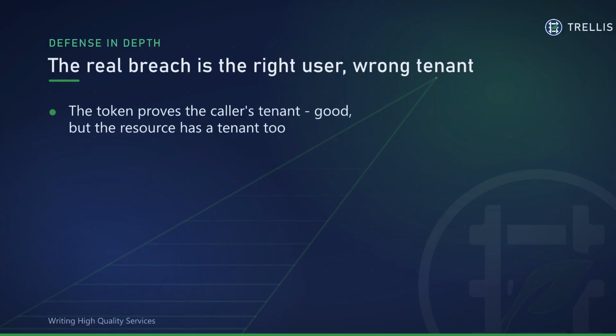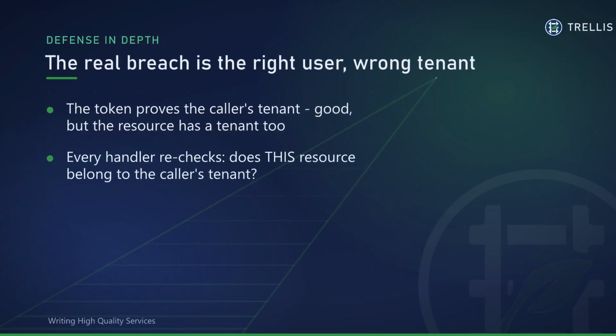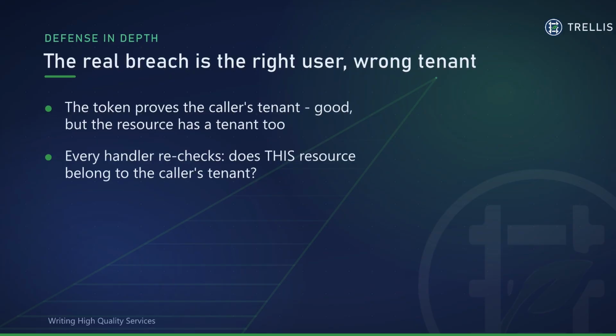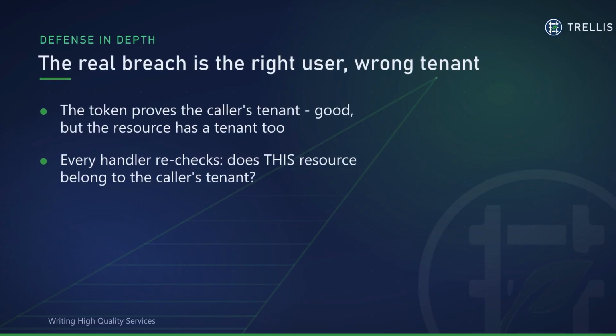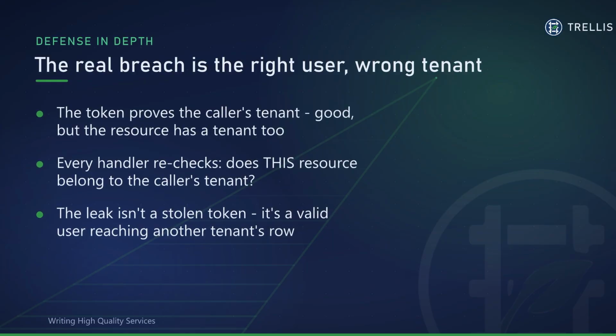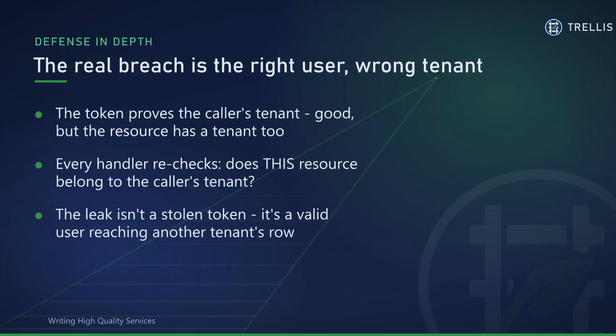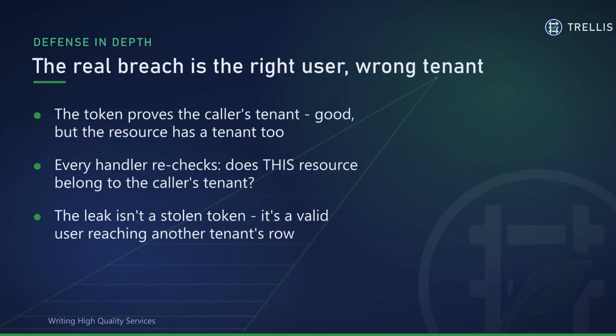Now, a crucial subtlety. The token proves the caller's tenant. That's necessary, but it is not sufficient, because the resource they're asking for has a tenant, too. So every handler rechecks. Does this specific resource actually belong to the caller's tenant? And think about the failure you're preventing. It's usually not a wrong user with a stolen token. It's a valid, properly authenticated user asking for a resource ID that happens to belong to a different tenant. The gateway can't catch that. Only the handler, holding both the actor and the resource, can. That is your real safety net.